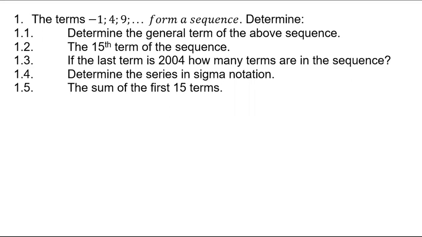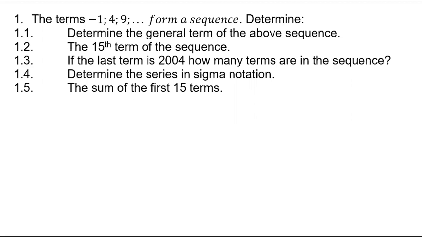Here we are doing number one. I'm going to start straight from number one. We are given the following terms. The first term is -1, the second term is 4, and the last term is 9. They form a sequence, but they didn't tell us what type of sequence that is, and they've asked us to determine the general term of the above sequence.